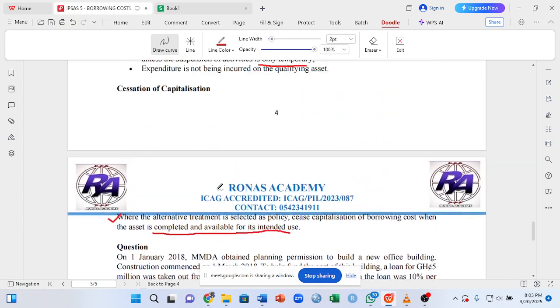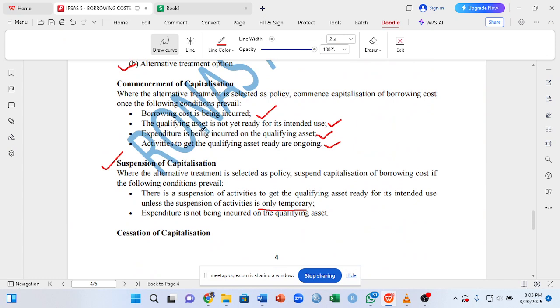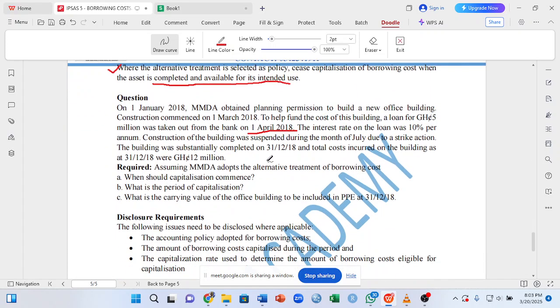Then we come to the qualifying asset not yet being ready for its intended use. Definitely in this question, it's not yet ready. Next one is expenditure being incurred on the qualifying asset. So check which expenditures are being incurred on the qualifying asset so far.